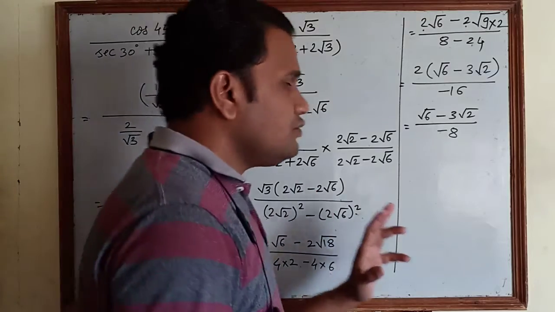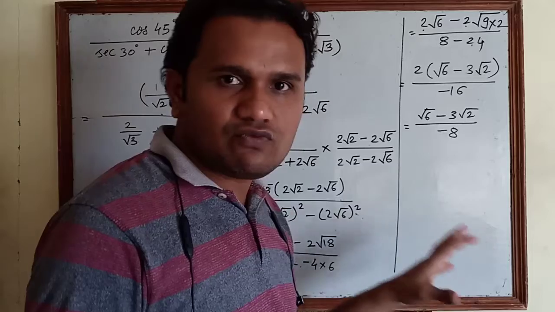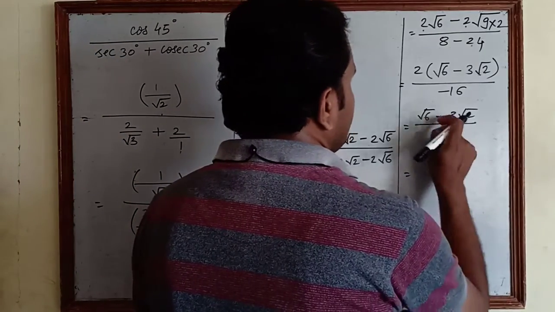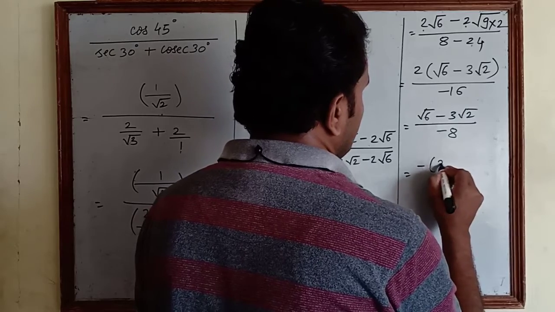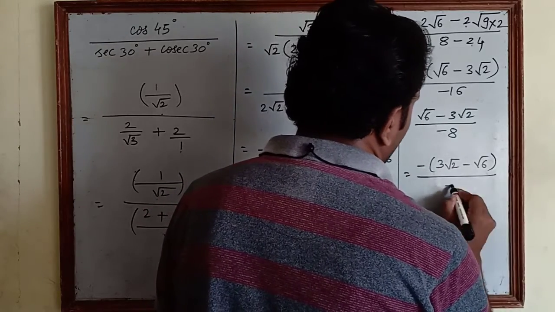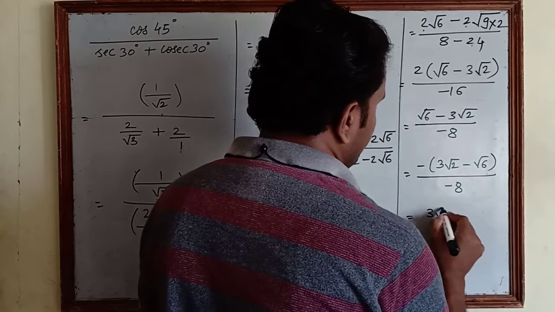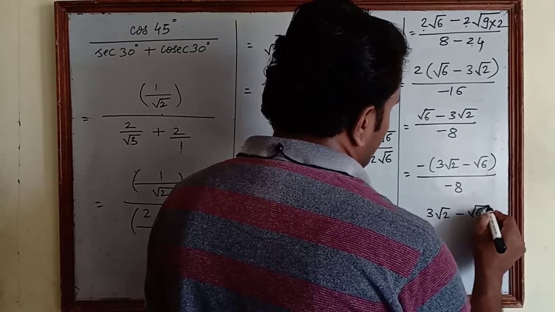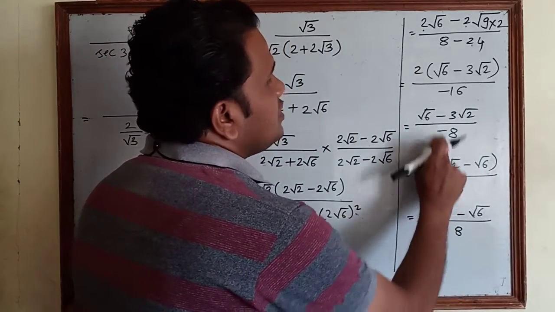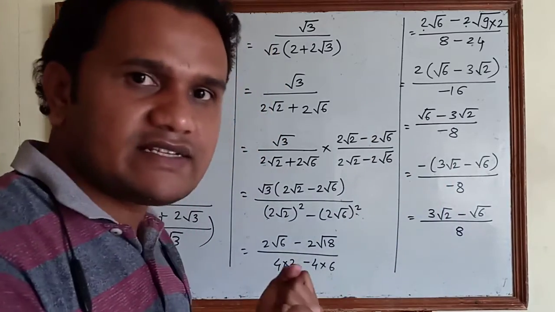Or if you want to match your answer with the book, or if you simply want to transform your answer, you may do it in this way also. Take this minus sign common, 3 root 2 minus root 6 upon minus 8. So minus minus will get cancelled and your answer will be 3 root 2 minus root 6 upon 8. Minus into root 3, minus root 3, minus into minus plus. This is how we take the minus sign common.